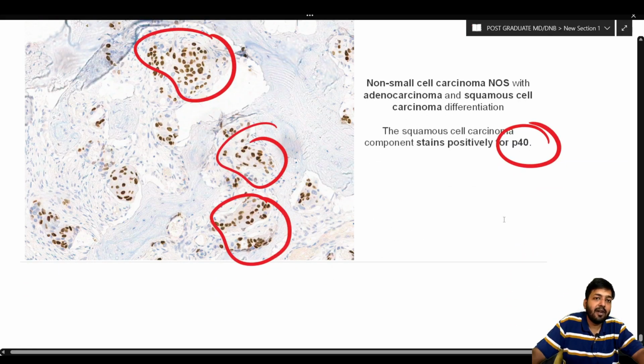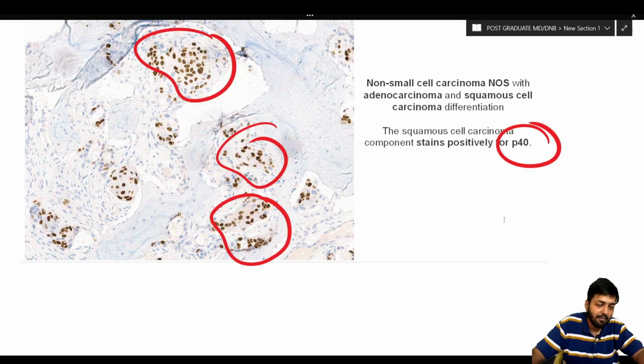So with this, we have completed the complete guide to the diagnosis in lung biopsy and cytology smears.